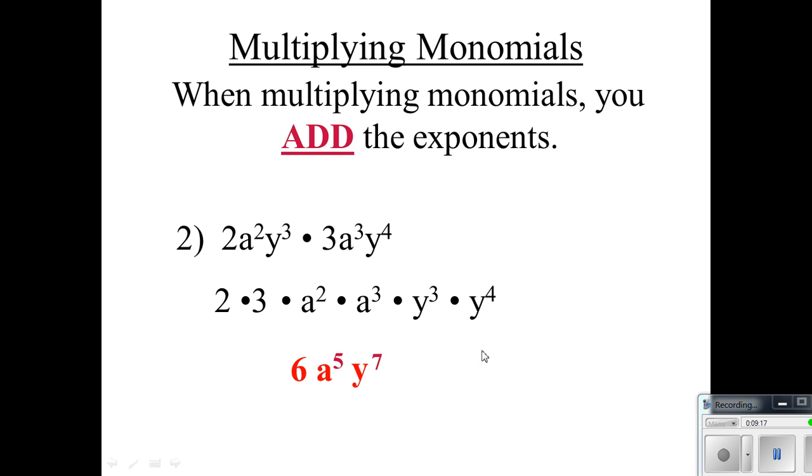Okay, so to summarize, I would suggest that you simplify first your coefficients. 2 times 3, which is 6. And then you multiply a squared by a cubed. Just copy the base, add the exponents. Same thing with y cubed and y to the power of 4. You copy the base y, and then add the exponents.